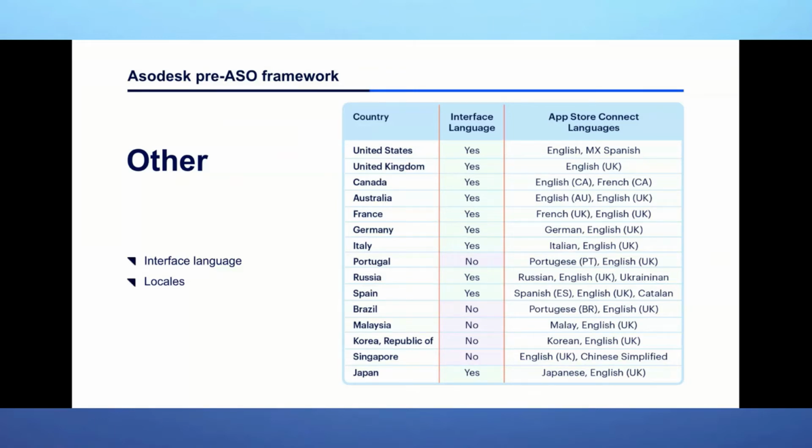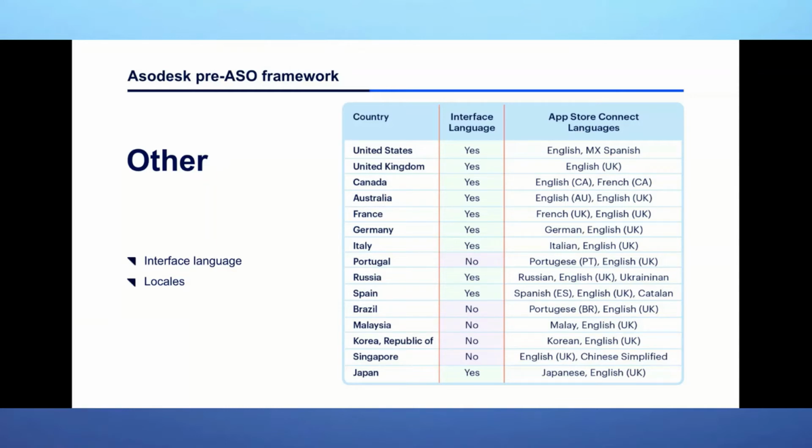For example, here we see that in a few countries our application is not localized, so we are not able even to talk about organic user acquisition for those countries, because first we need to localize interface languages. And in some countries, for instance in Russia, we see that the interface is localized in Russian, and we also have 3 locales which rank in Russia. So this gives us a wider opportunity to use keywords.